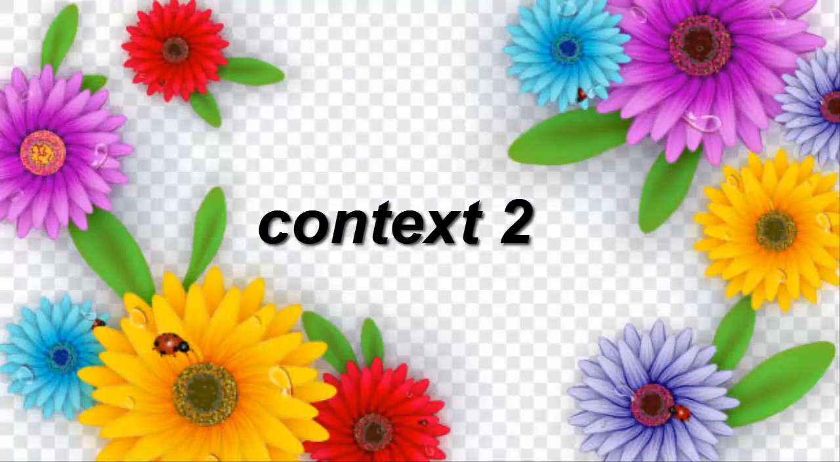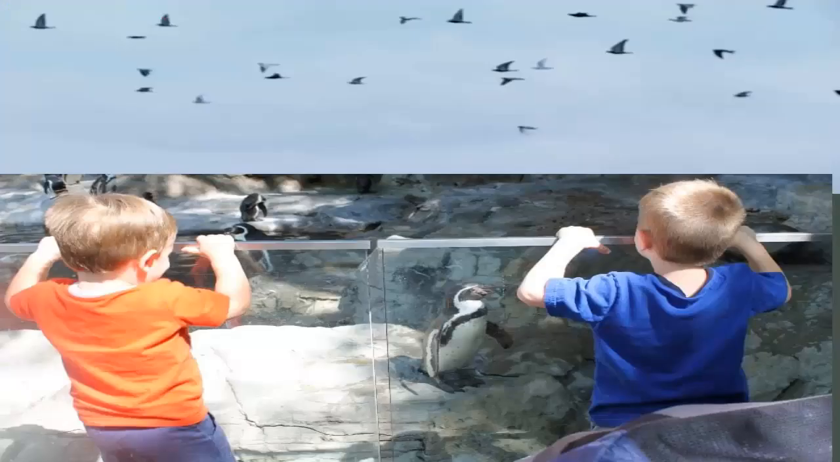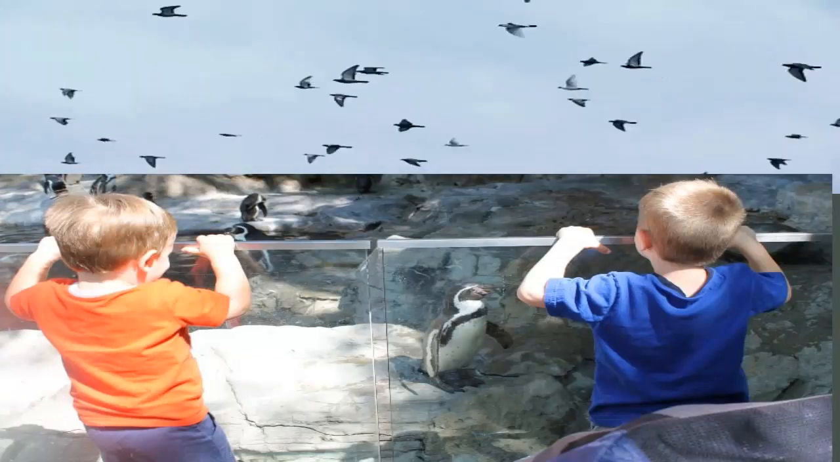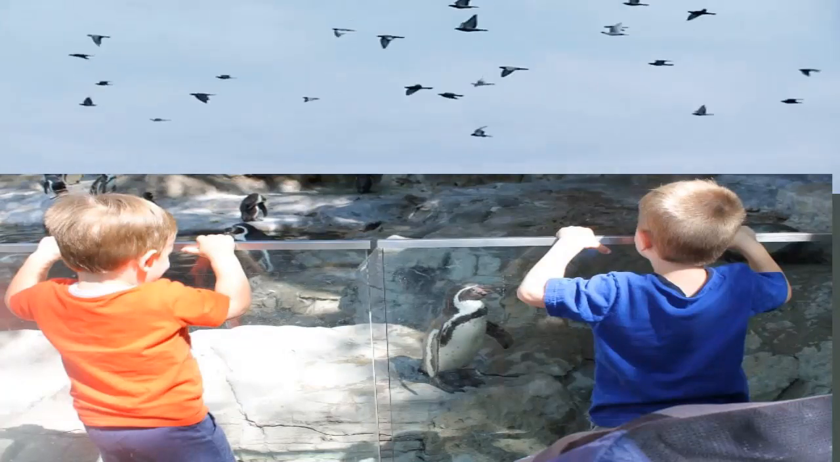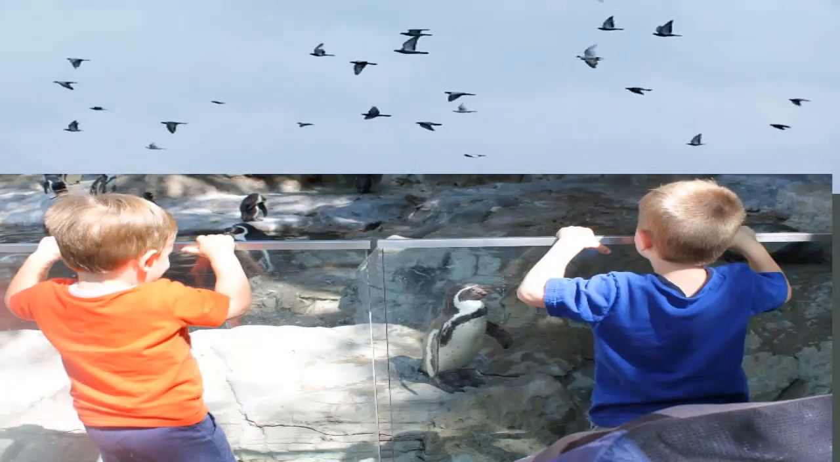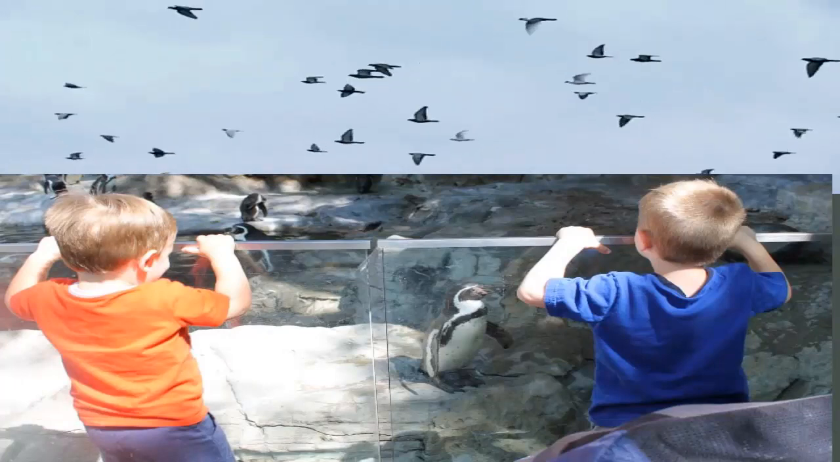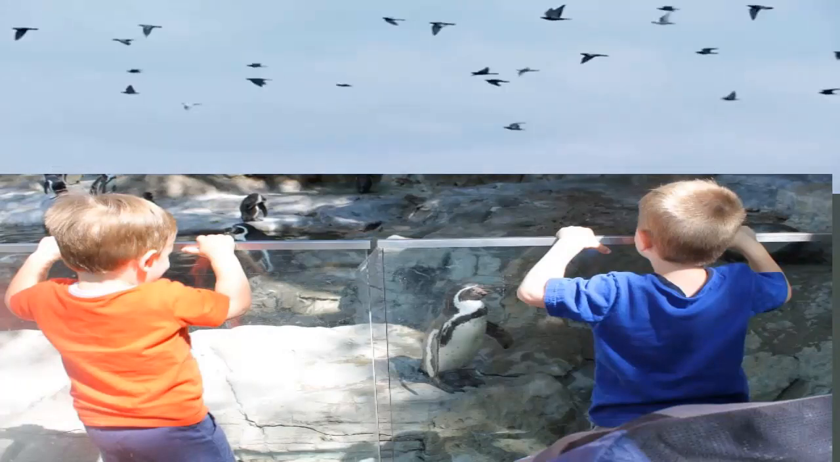Context 2. Let us listen to the dialogue between Ram and Sam. Ram: Look at these birds, they fly high in the sky. Sam: Oh, that's fine. If I were a bird, I would fly.